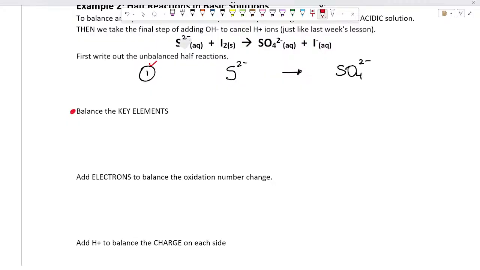Next, we have to do what? Add electrons to balance the oxidation number change, right? So what's the oxidation number here for sulfur? So for sulfur on the left side, it has -2, right? And then what about on the right side?